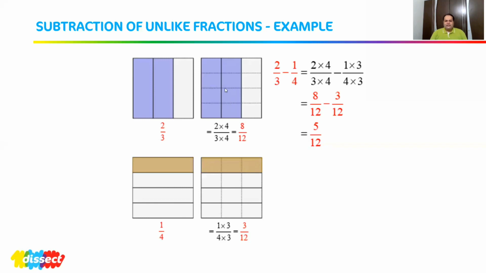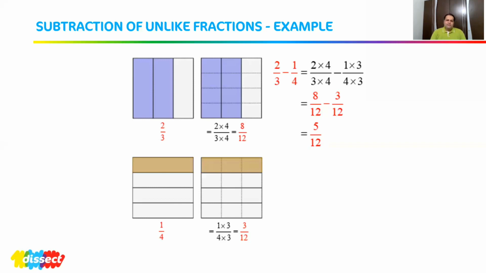Now, if you remove, let's say, 1, 2, and 3 parts from here, and these 3 will also go. If you remove these 3 parts, you are left with only these 5 parts. So 8 minus 3 is 5. These 8 selected minus these 3, we get 5 parts, 5 out of 12. This is how you carry out addition and subtraction of unlike fractions.